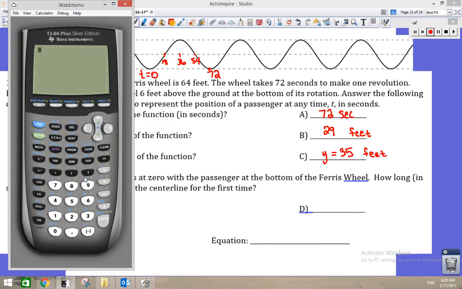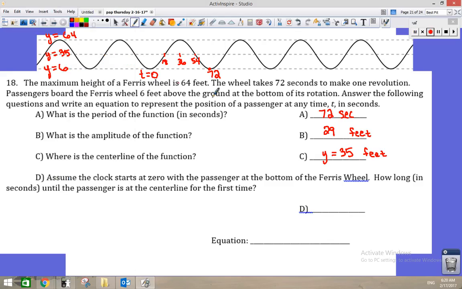If we take 72 and divide it into 4 equal pieces, we have 18. If we add 18, 36, add another 18, and we should get 54. Yeah. Okay, so we're all set. Now, how long until the passenger is at the center line for the first time? So it's kind of giving us a clue as to what to pick as a starting point if we want to write a sine curve.